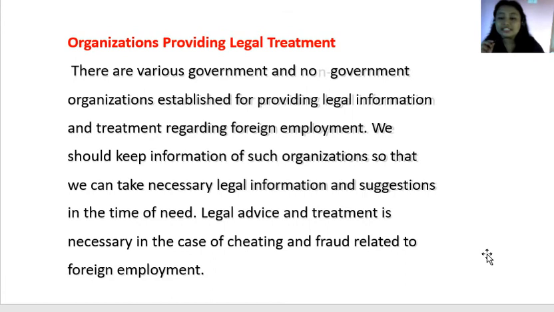Okay. Now is the organization providing legal treatment. There are various organizations, government and non-government, which will provide you the legal information and treatment regarding foreign employment.